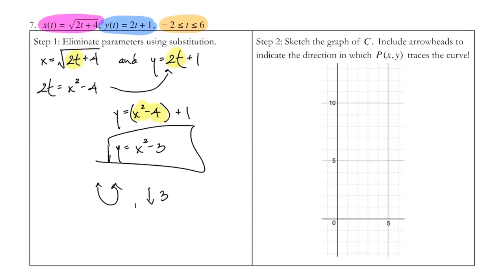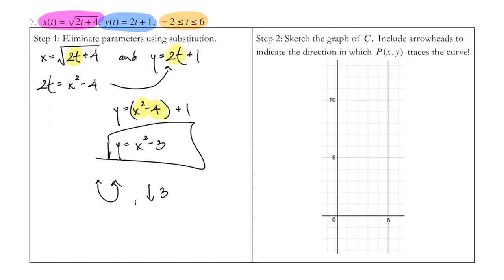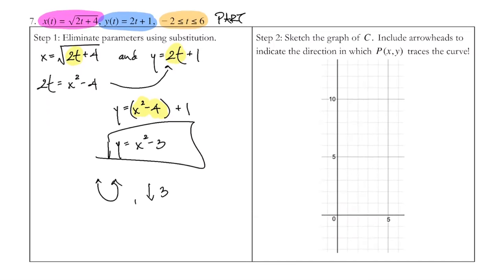So I could, on my graph, sketch a parabola that has moved down 3 units. But what I need to be careful about is this is only going to give me part of the parabola, okay?